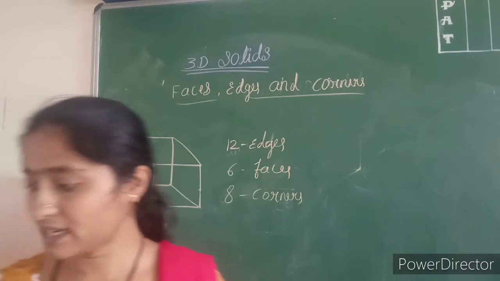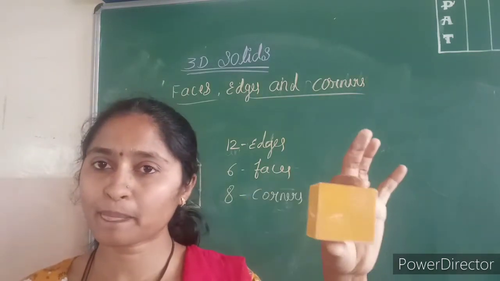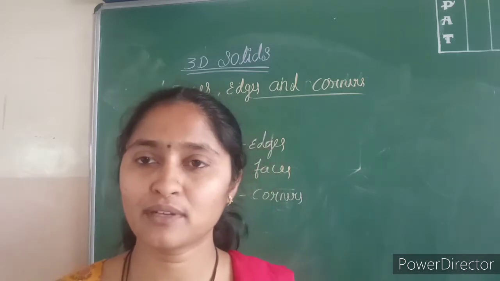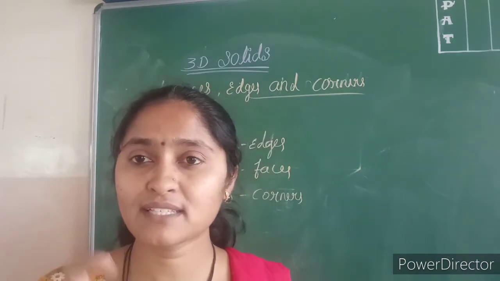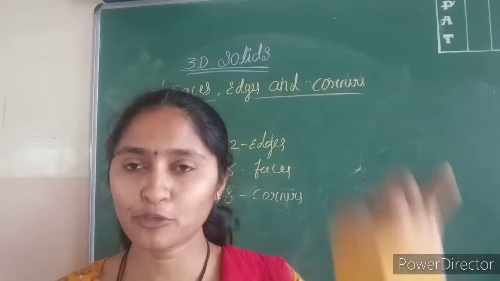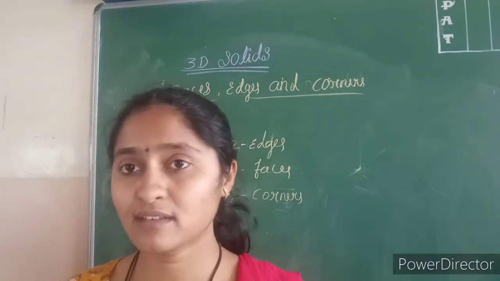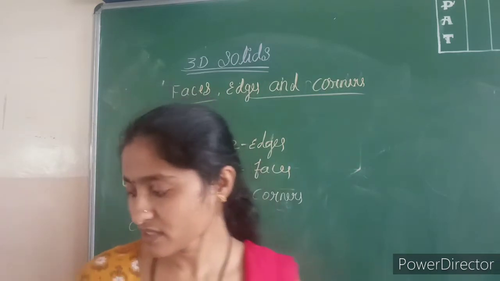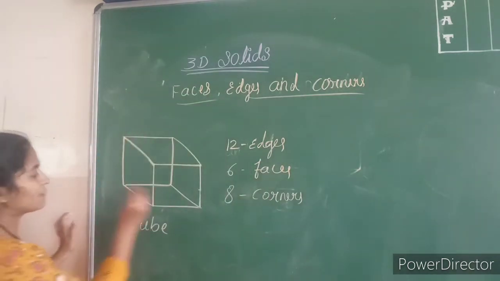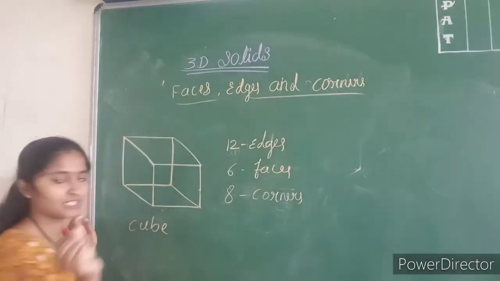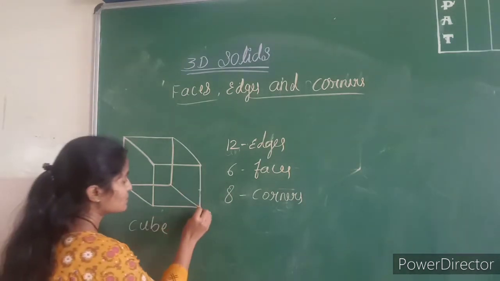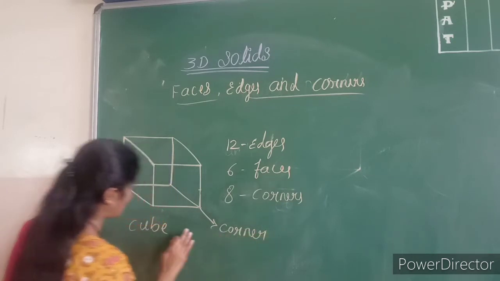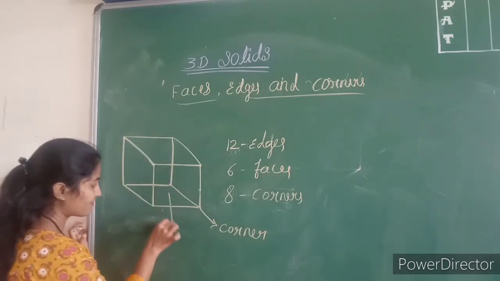Examples for cube are dice. You have seen the dice, yes? So dice is the best example for cube. Let's you find some more examples for cube. Now here we will mark which is the edge, which is the face and which is the corner. Now this is the corner. And this is the face.